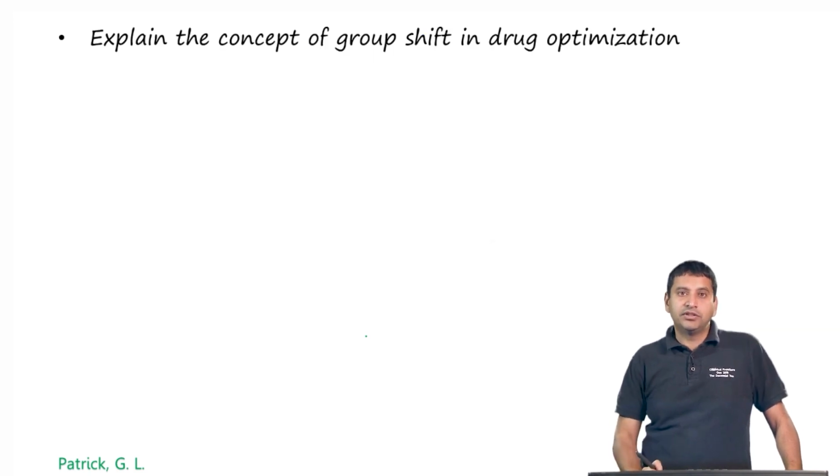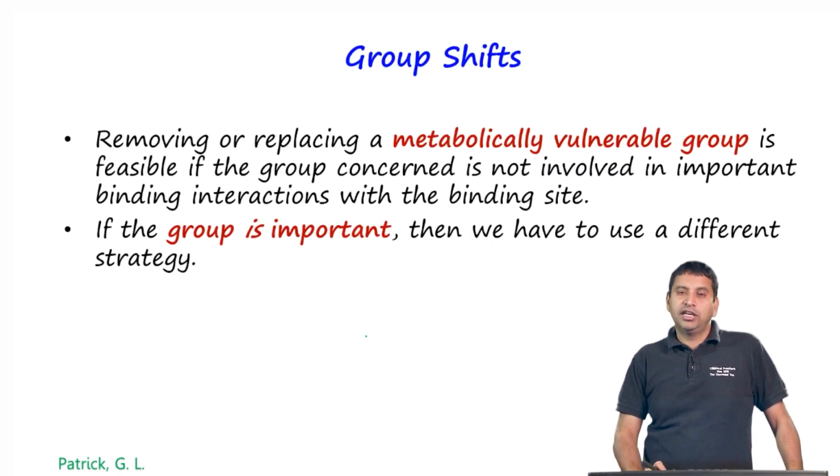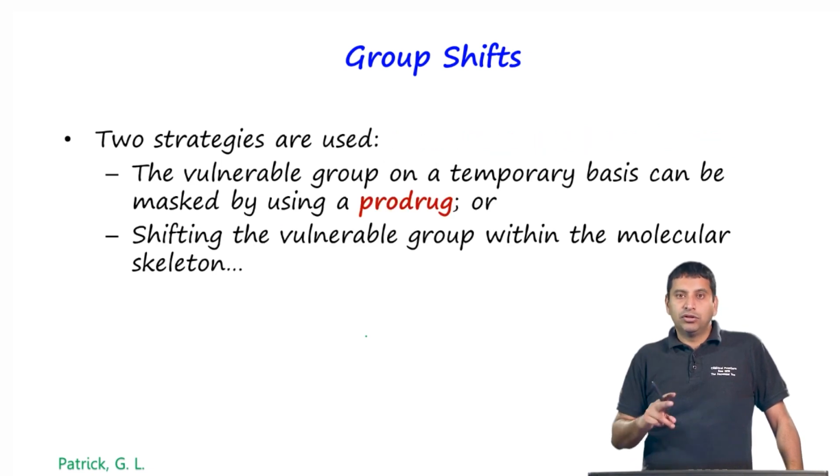Next question is, explain the concept of group shift in drug optimization. Group shift is nothing but replacing or removing a metabolically vulnerable group if it is possible, and this group concerned is not involved in the important binding interactions with the binding site. But if the group is important, then we will have to use a different strategy. The first one is to use a prodrug strategy where you can mask it with a temporary group and then remove it during metabolism. The second one is to shift the vulnerable group within the molecular skeleton.